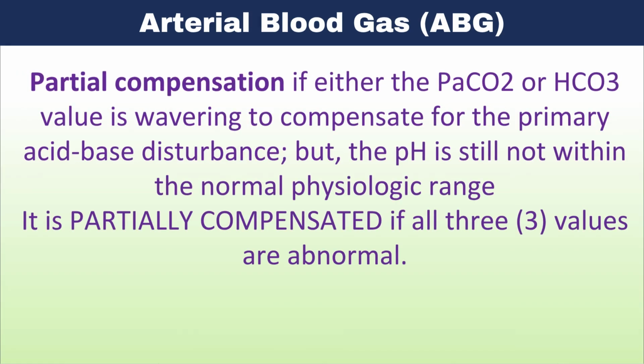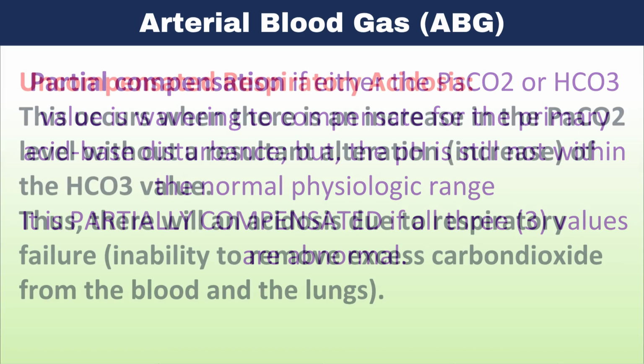If either the PaCO₂ or HCO₃ value is varying to compensate for the primary acid-base disturbance, but the pH is still not within the normal physiological range, it is called partial compensation.